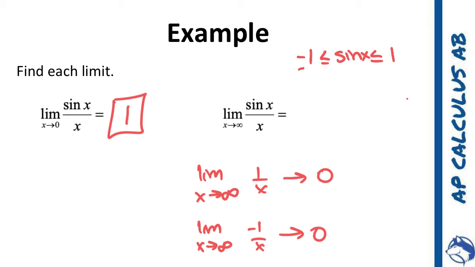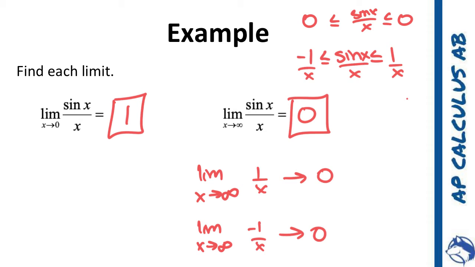Well, since if I just take all of these and divide it by x, what I've got here is the squeeze theorem. What the squeeze theorem is telling me is since this one's 0 and that one's 0, then the sine of x has to be in between that. Well, to be in between 0, you've got to be equal to 0. So the limit of sine of x over x as x approaches infinity is going to be equal to 0.